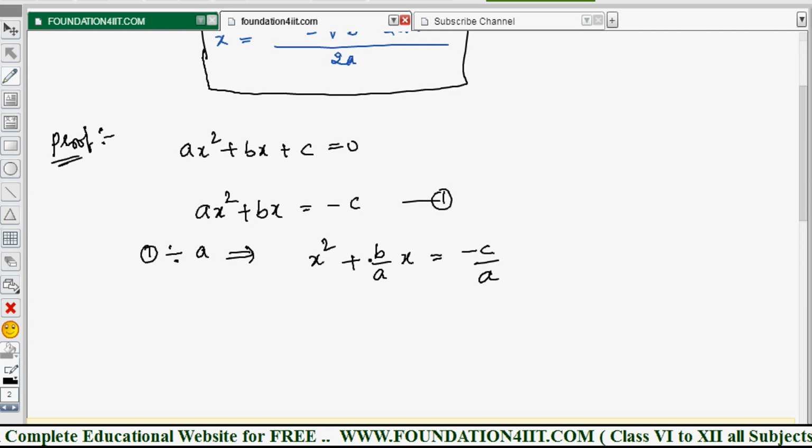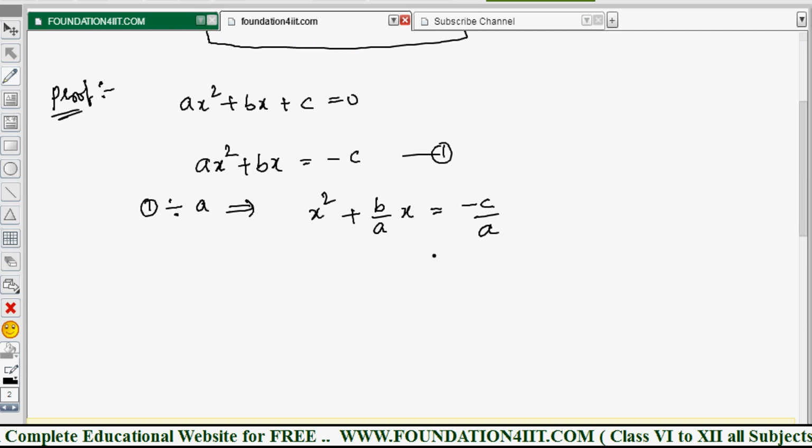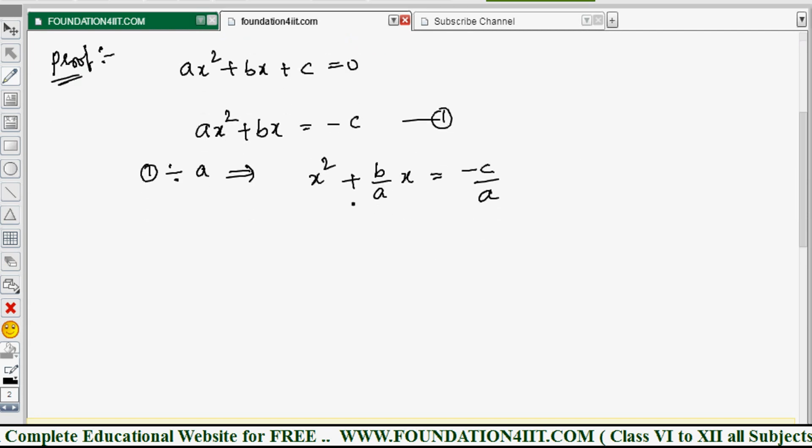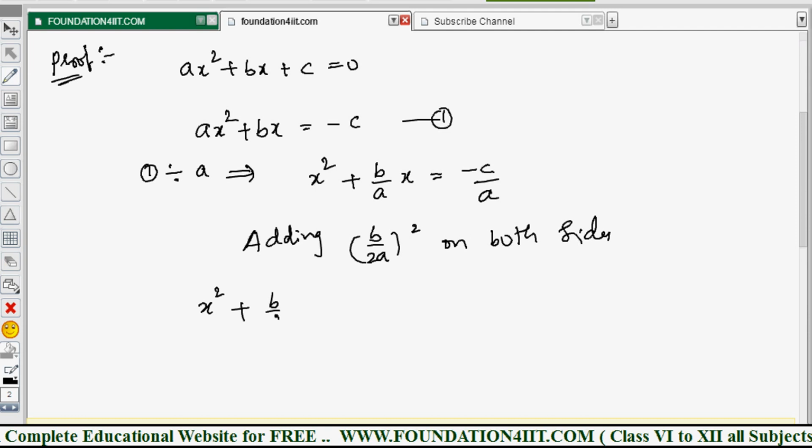Next, we can convert the left side into something like a plus b whole square. So x square is there, and just for that, we add b by 2a whole square on both sides. Only these two steps you should remember: one is dividing by a, and one is adding b by 2a whole square on both sides. Then the left side becomes x square plus b by a x plus b by 2a whole square. Similarly, minus c by a is already on the right side, plus b by 2a whole square.